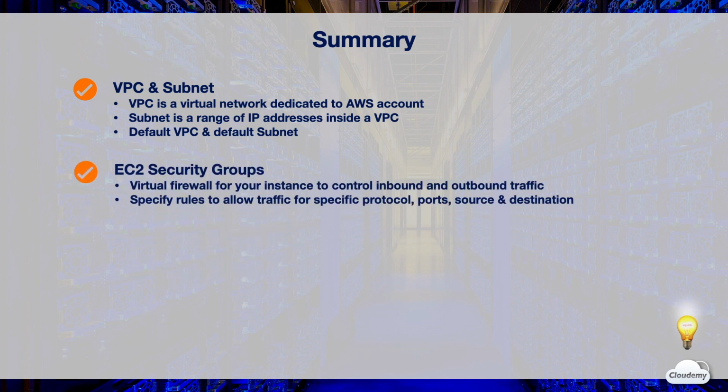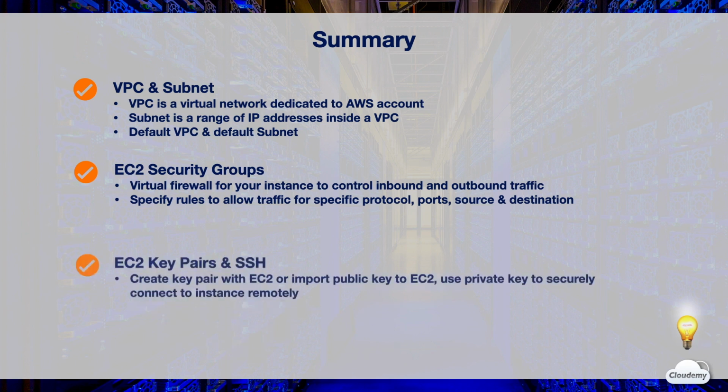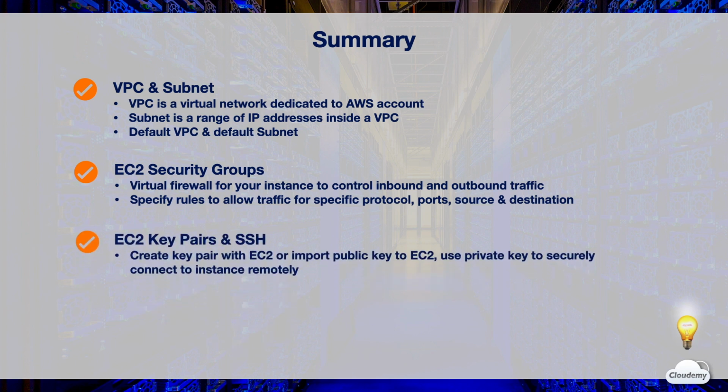Security groups are virtual firewalls to control inbound and outbound traffic of your instances. You can add multiple security groups to an instance, and specify security group rules to allow traffic for a specific protocol, port range, source and destination. Security groups can only allow traffic, but not explicitly deny traffic. EC2 allows remote connection to instances using public and private key pairs. You can create a key pair using EC2, or import your own public key to EC2. You can use the private key to securely connect to the instance remotely.